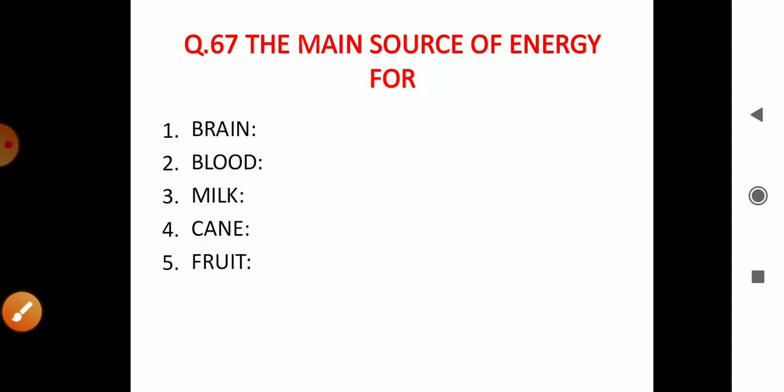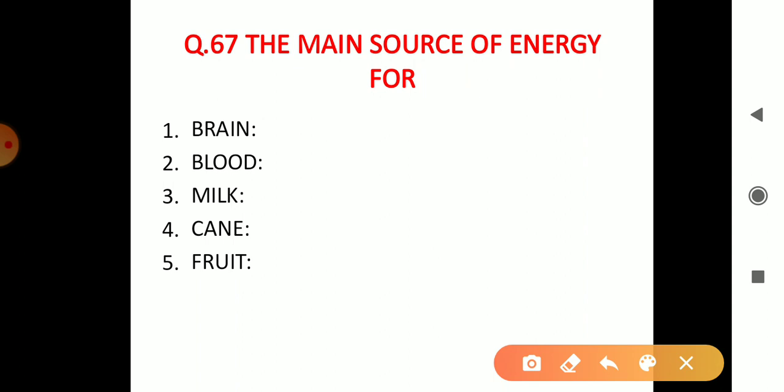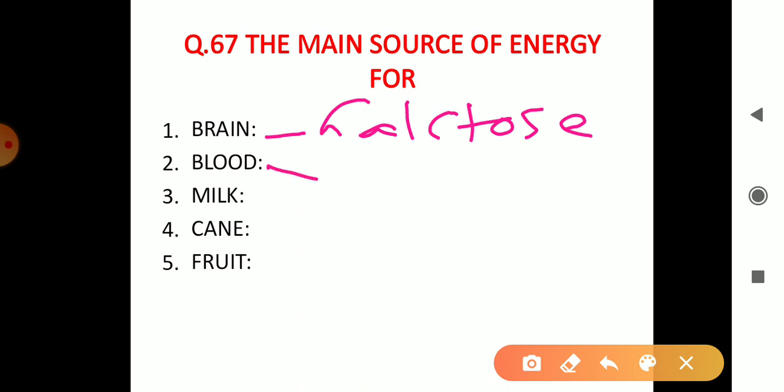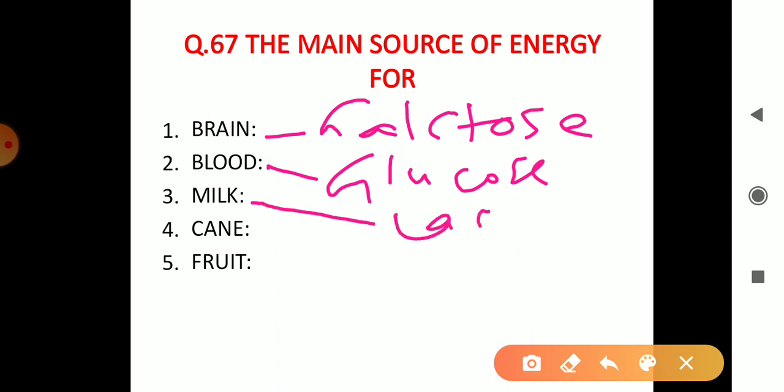The main source of energy, very important, students. Please do remember, it's a frequently asked question. In case of brain, the main source of energy is galactose. In case of blood, the main source of energy is glucose. In case of milk, it is lactose.